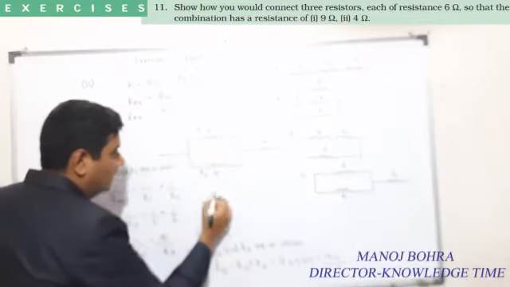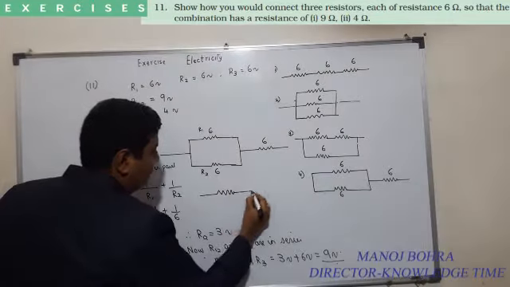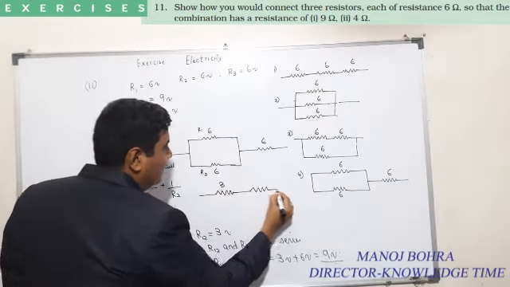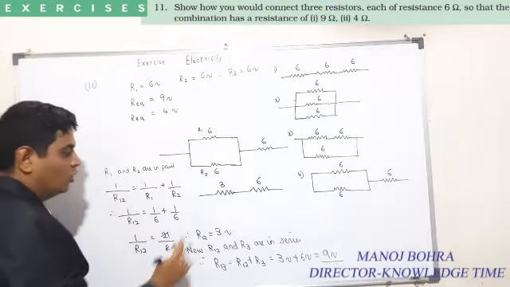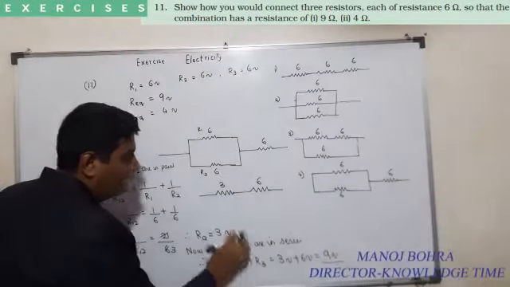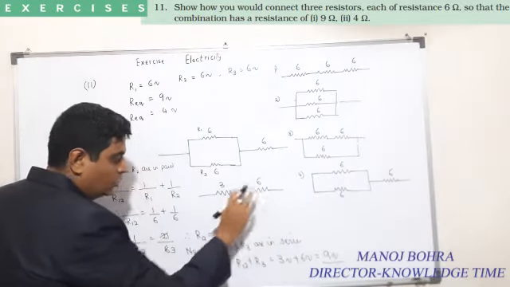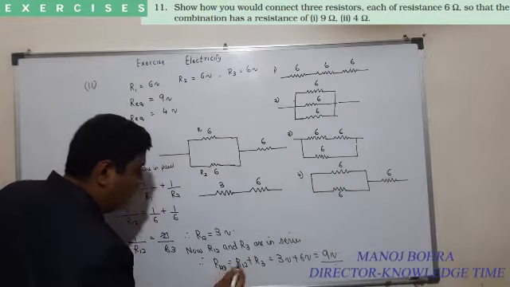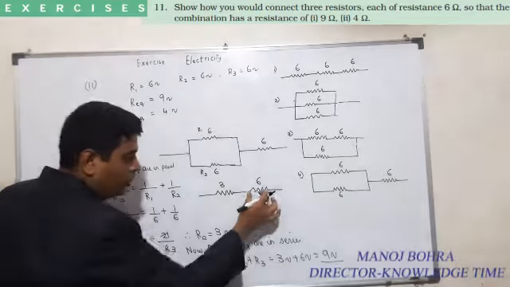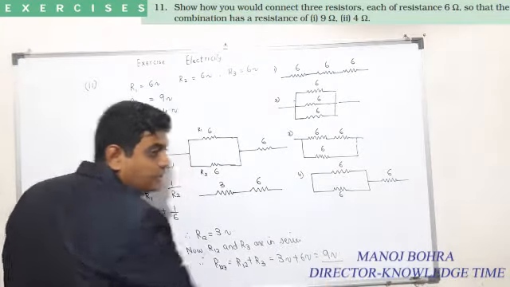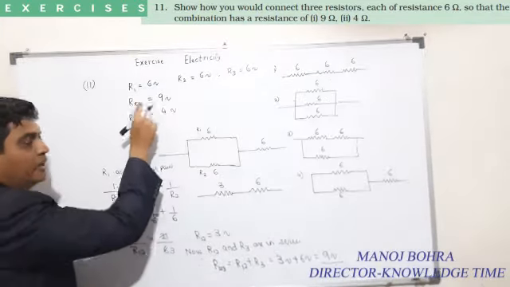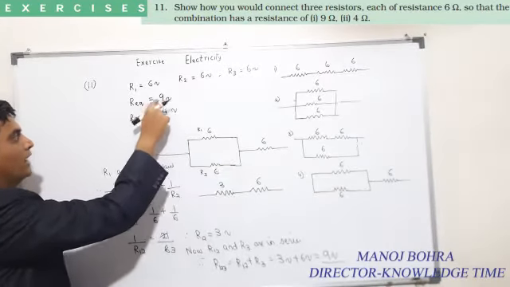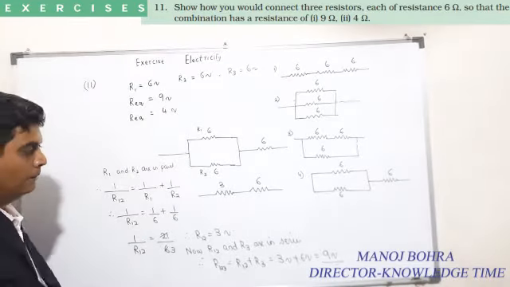Now if I draw the circuit diagram again, this combination becomes 3 ohms and I have the next resistor, 6 ohms. Now R12 and R3 are in series. So what will be the combination R123? It will be R12 plus R3. So 3 ohms plus 6 ohms is equal to 9 ohms, which was my requirement. So this combination you will have to do to get R equivalent as 9 ohm. Please note down this.